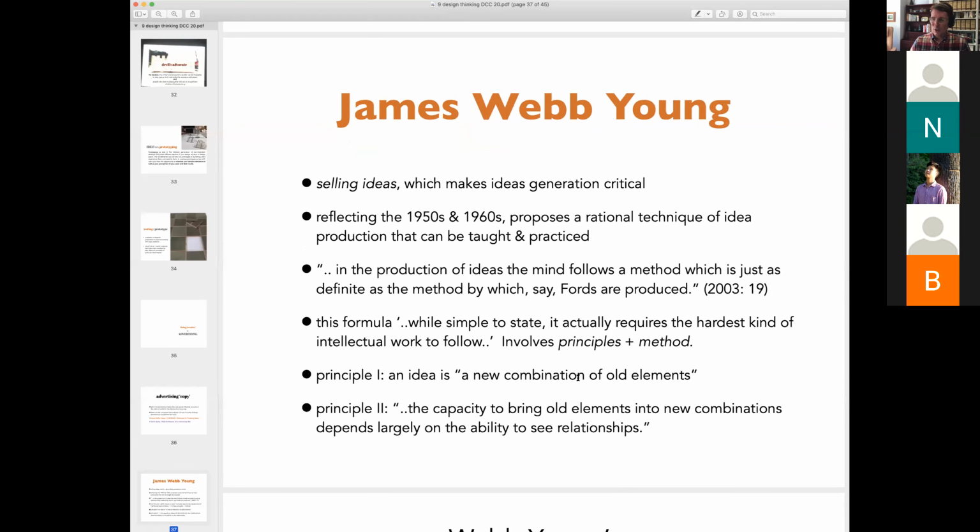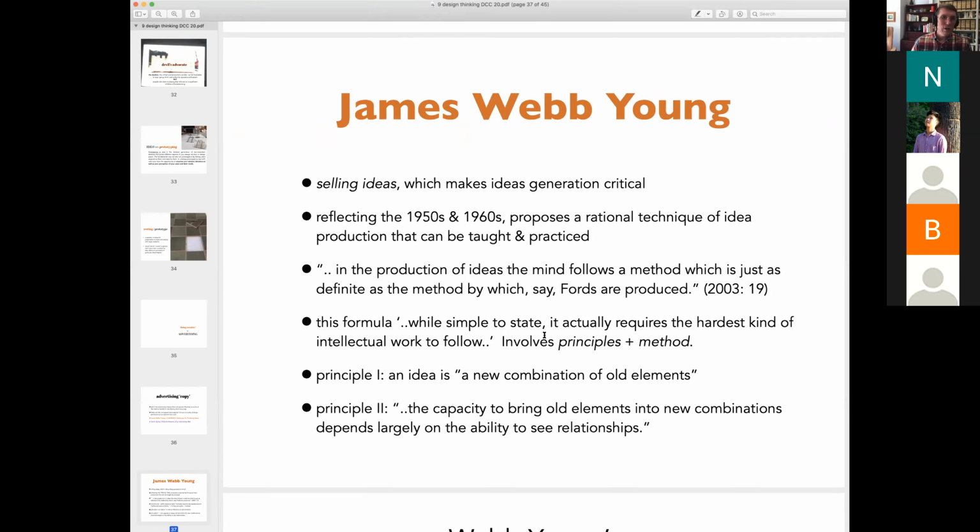In the production of ideas, the mind follows a method which is just as definite as the method by which, say, Fords are produced. Very confident. A bit too optimistic in some ways, but nonetheless it has a very good element to it. He says, while simple to state, it actually requires the hardest kind of intellectual work to follow. It's a principle and a method.